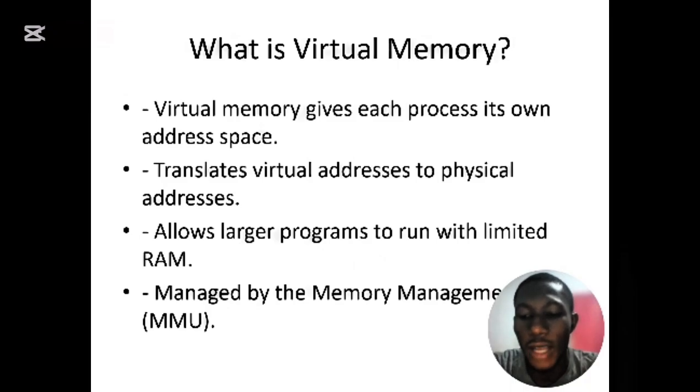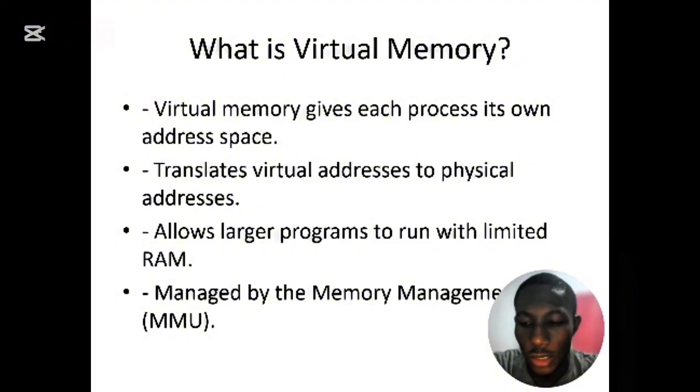Let's start with a quick look at virtual memory. Virtual memory gives each program its own virtual address space, which makes it appear as though the system has more memory than it physically does. Behind the scenes, the Memory Management Unit, or MMU, translates these virtual addresses into physical addresses. This allows the CPU to run large or multiple programs efficiently, even when RAM is limited.